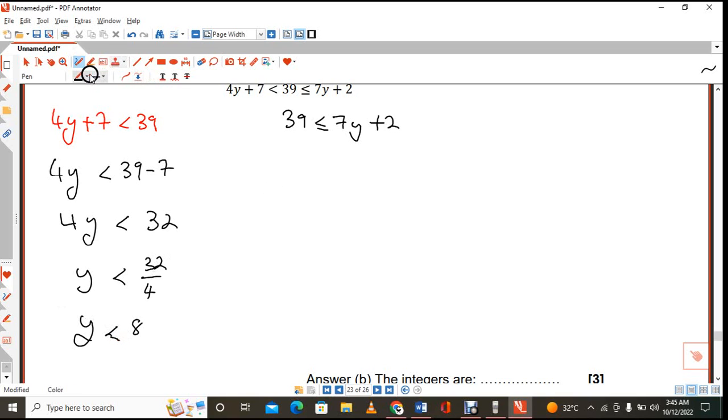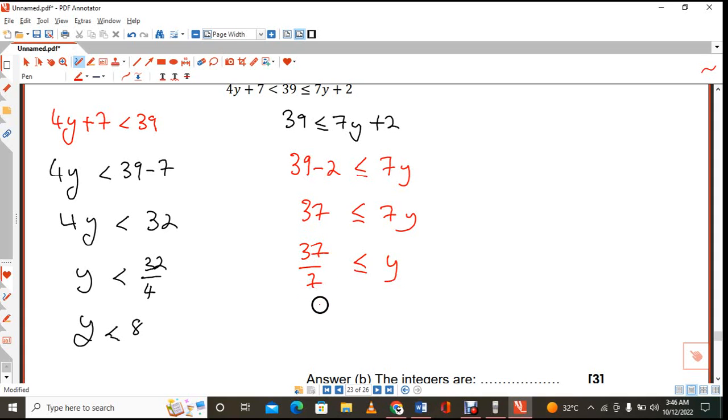Once we do the other one on the other side, that is going to be 39 minus 2 is less than or equal to 7y. 39 take away 2, that is 37. Then when you divide by 7, so that is 37 divided by 7, that gives you y is greater or equal to 5 and 2 over 7.